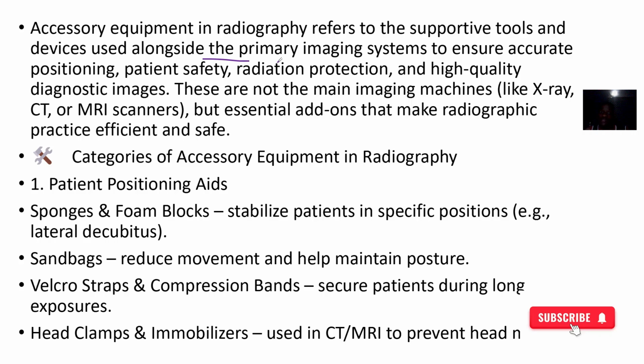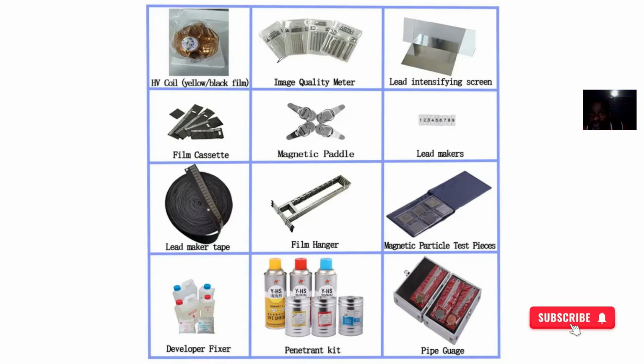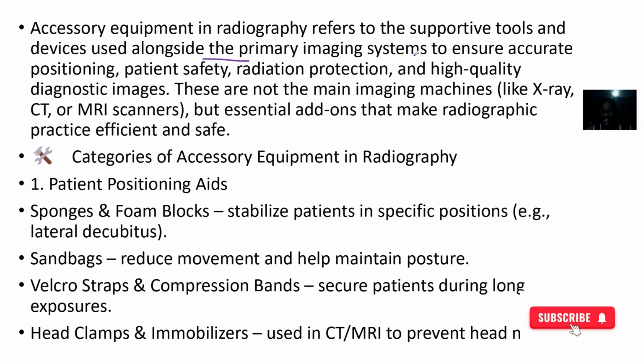So the supportive equipment is mainly used to arrange how the patient is positioned. You also use them to reduce the radiation intensity, so that it will reduce the amount of radiation energy that is getting to the patient. All those things just help to protect from radiation and also make sure that the images are of high quality. For the different categories of accessory equipment in radiography, we have all those patient positioning aids.